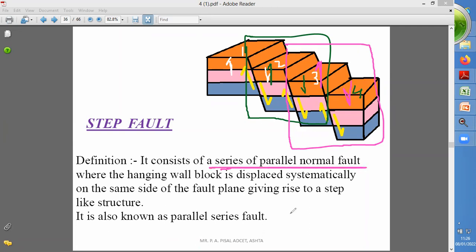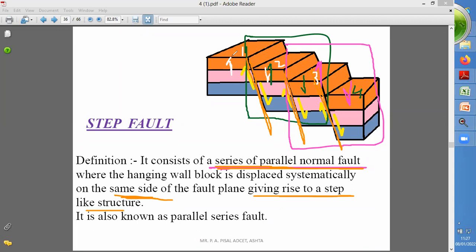Parallel means when you look at all the fault planes, this is fault plane number one, this is fault plane number two, this is fault plane number three. All these fault planes are parallel to each other. That's why it is considered a series of parallel normal faults, where the hanging wall block is displaced systematically on the same side, giving rise to a step-like structure.